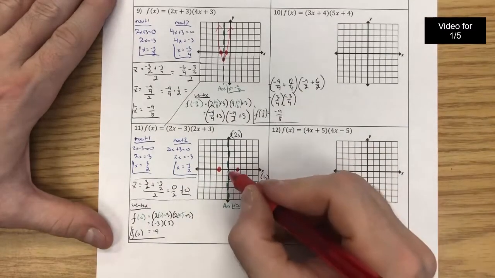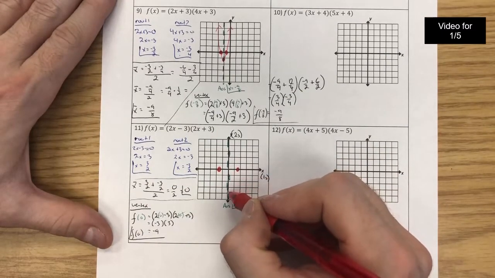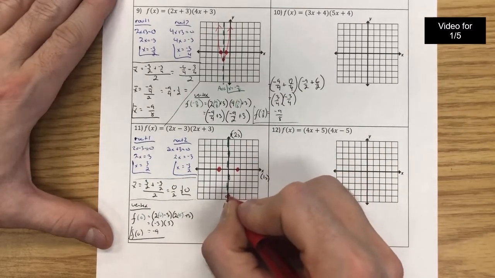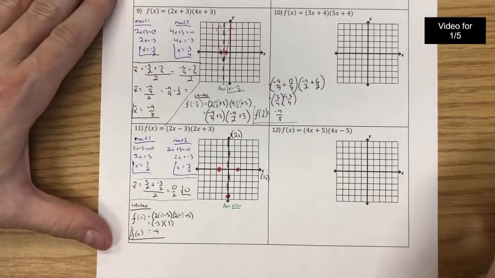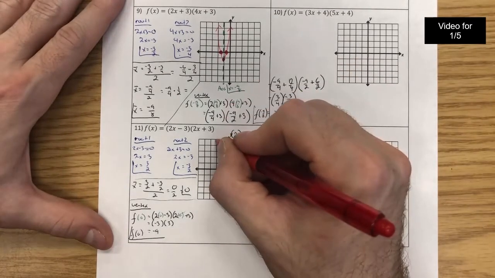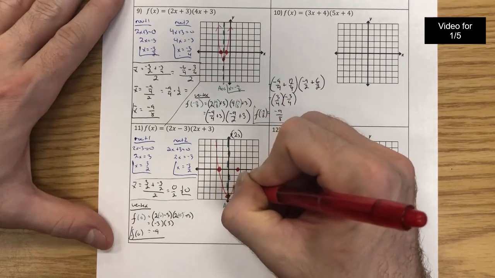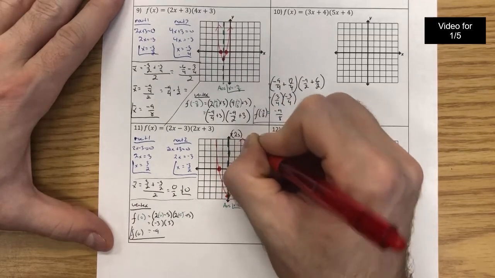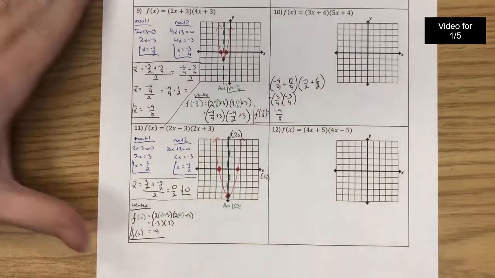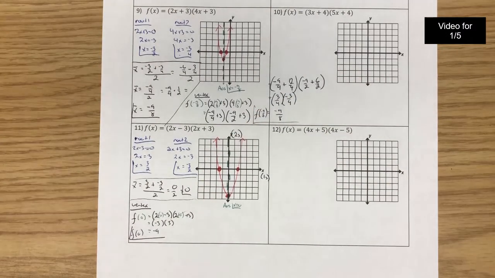That's going to allow me to stick 2, 4, 6, 8, 9. So what we get is a quadratic that looks like that. There we go.